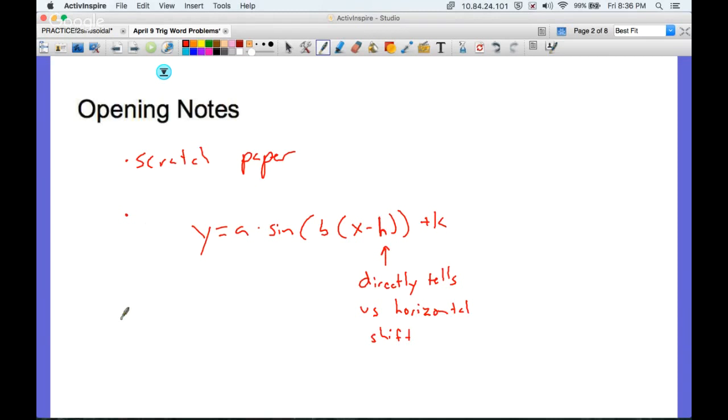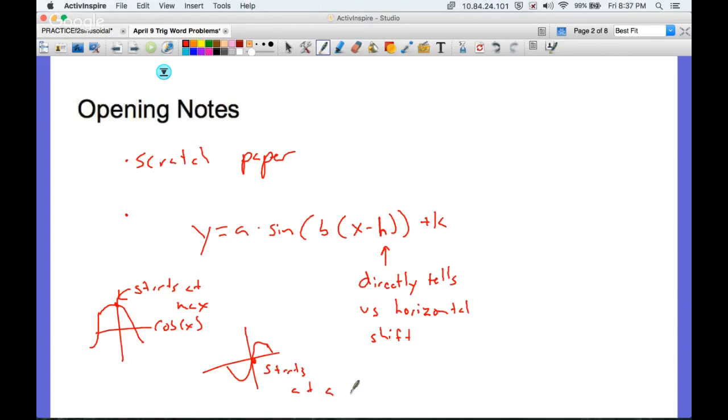Another thing is just have a sense of what sine and cosine look like. Cosine starts at a maximum, so cosine of x starts at a max. And sine of x kind of looks like that, starts at a midpoint. All right, this is sine of x.